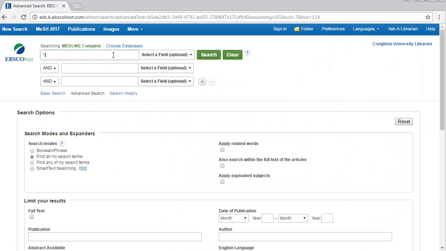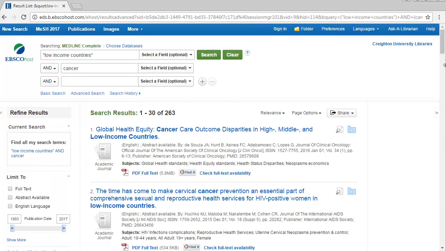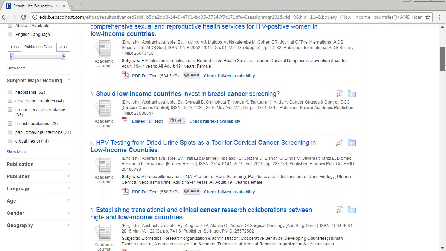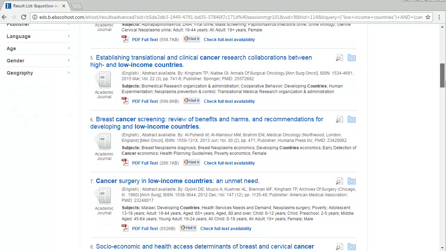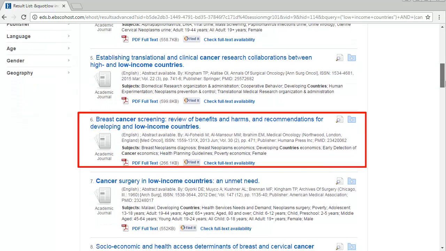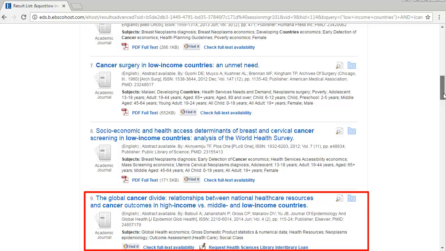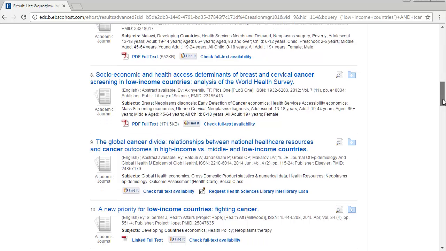If we search low-income countries here at the top and cancer here just below it, we'll locate every article in this huge database where those words appear anywhere. We can tell just by the title that these are specialized articles written by medical researchers for medical researchers. This article is about the cost-effectiveness of breast cancer screening. This article is about the disparities in cancer treatment between high-income and low-income countries. Each of these articles is probably 30 pages long, way longer than our New York Times article.